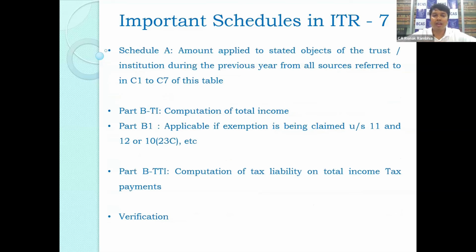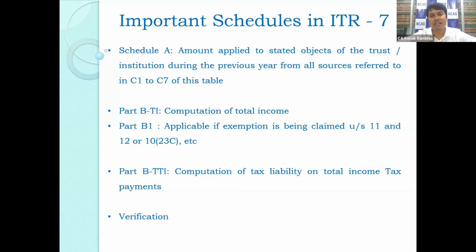Then based on the above schedules, the income tax return will collate the computation of total income, where it will give the gross sources of fund and the application of fund, and accordingly the computation of total income is prepared. You have the applicable exemption which is claimed under sections 11 and 12 in Part B1, and then the tax computation of tax liability, if any, is computed in Part BTI, and then there is the verification.